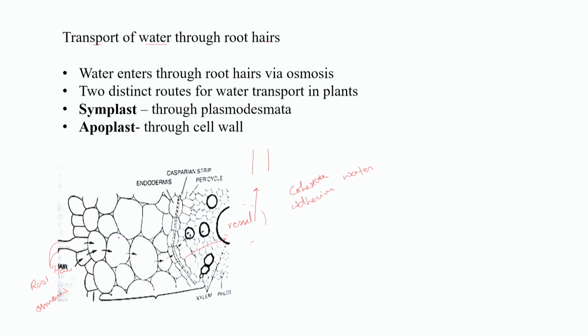Basically there are two pathways of water movement, and in the entire plant also there are two pathways. One is known as symplast, which goes through plasmodesmata, and the other is apoplast, which goes through the cell wall. Suppose we try to understand this process.